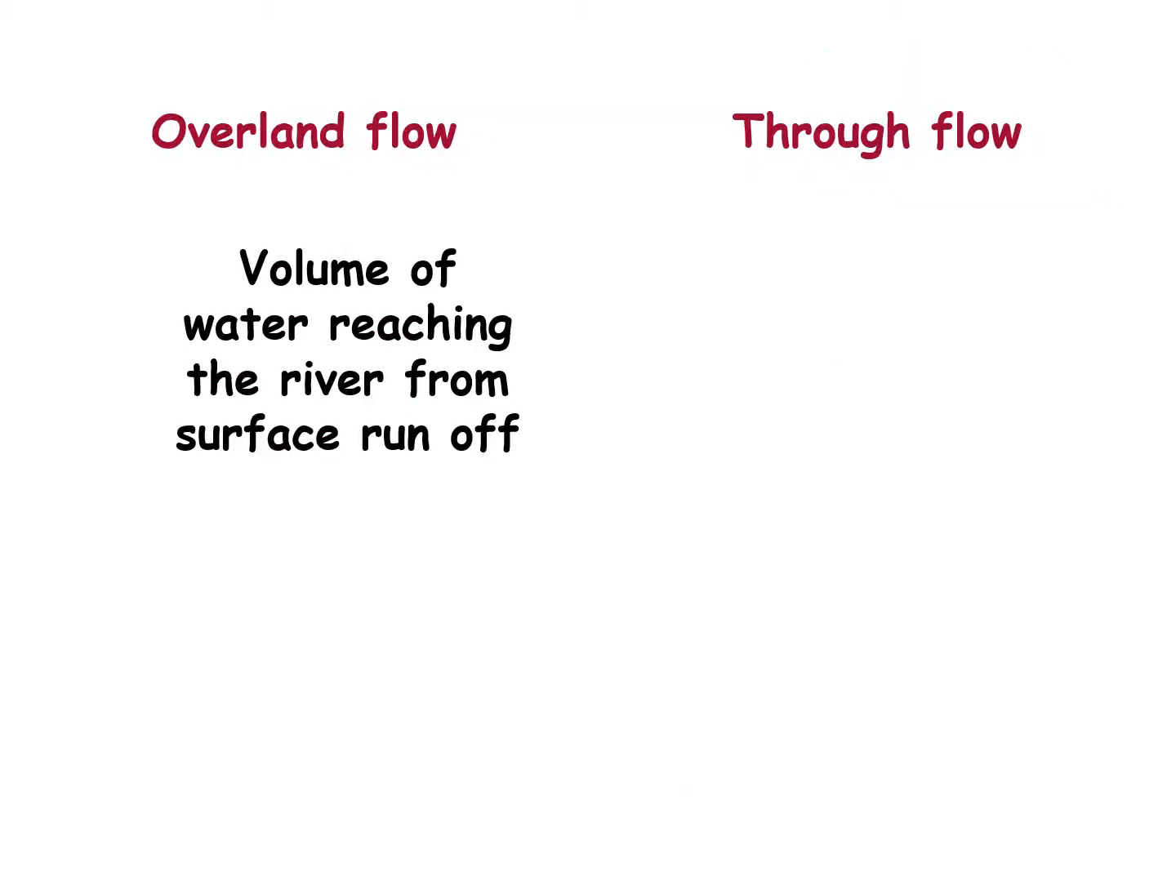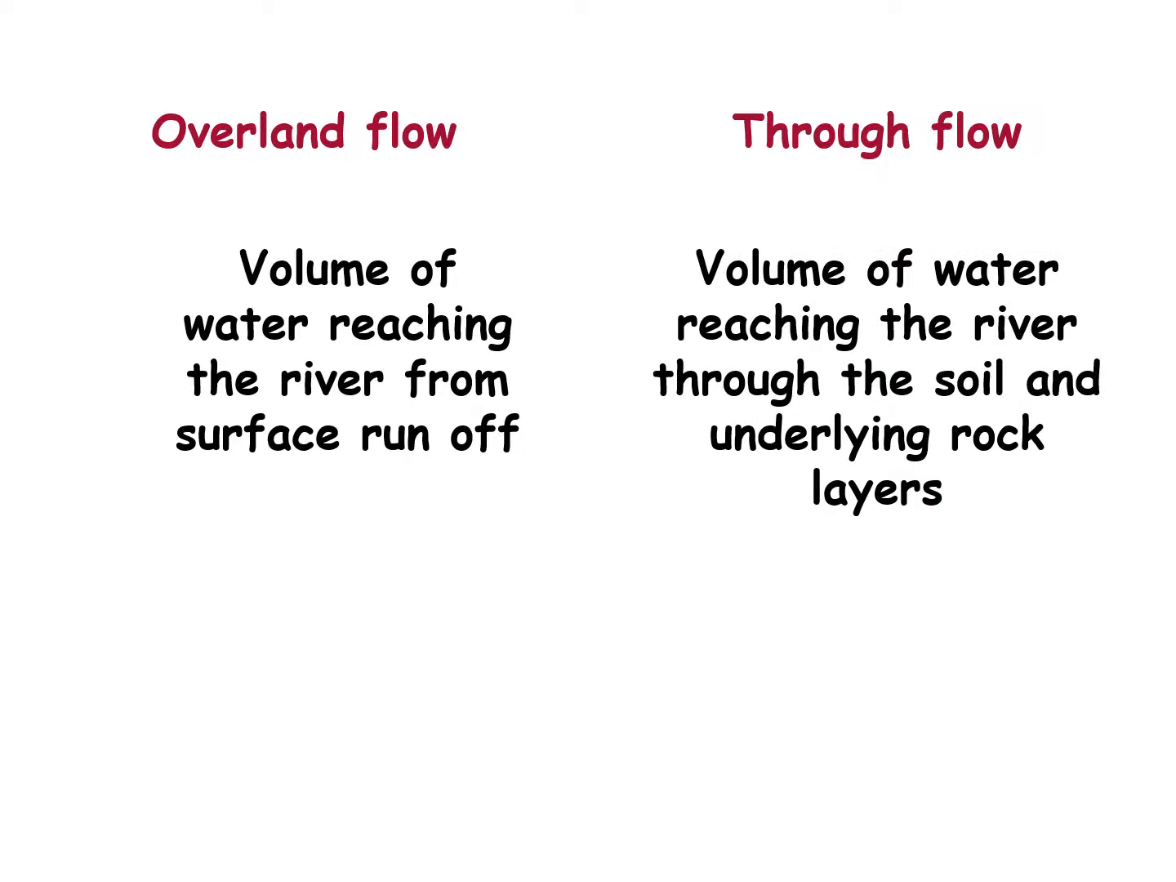Overland flow means the volume of water reaching the river from surface runoff. That is overland flow. Through flow is the volume of water reaching the river through the soil and underlying rock layers. Both reach the river, but one directly from runoff, the other from the rock and the soil.